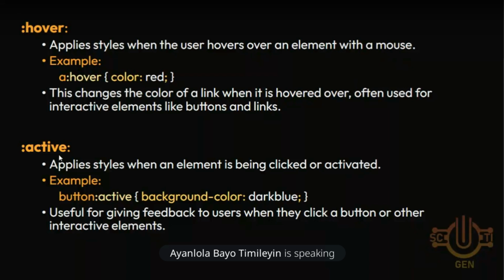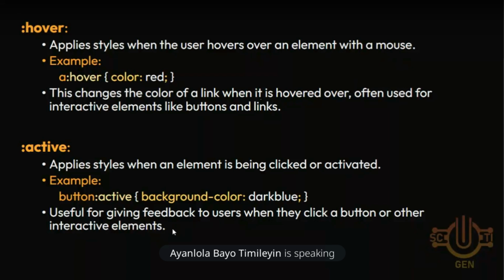And then we have active. So hover changes the color of a link when it is hovered over, often used for interactive elements like buttons and links. We have active, which applies styles when an element is being clicked or activated. All right, and then useful for giving feedback to users when they click a button or other interactive elements.